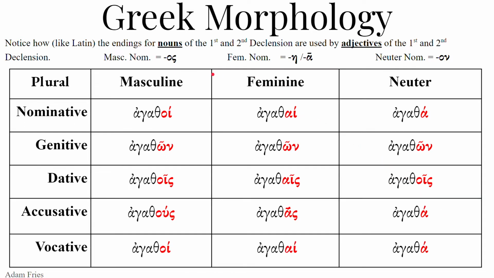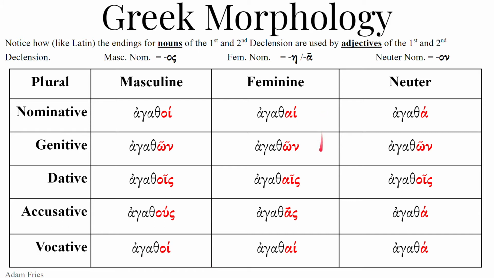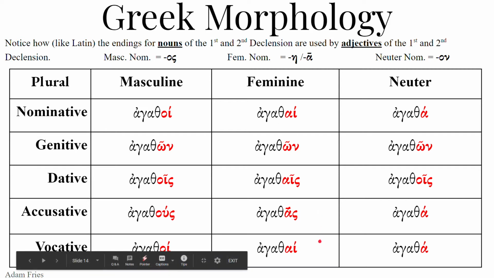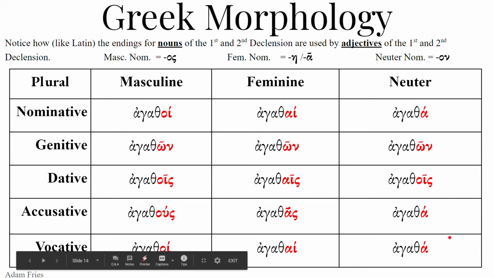And for the plural, keep in mind, second declension masculine, first declension feminine, second declension neuter. Agathoi, agathon, agathois, agathous, agathoi. Agathai, agathon, agathais, agathas, agathai. Agatha, agathon, agathois, agatha, agatha.